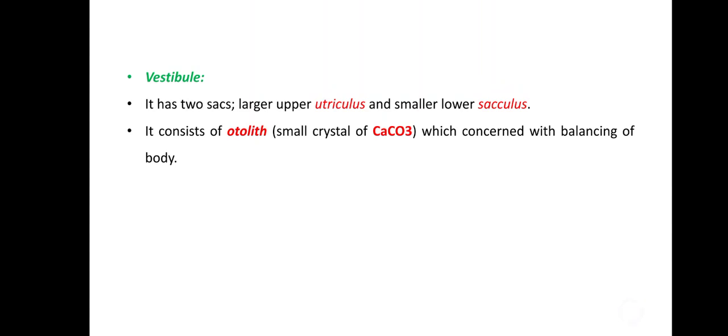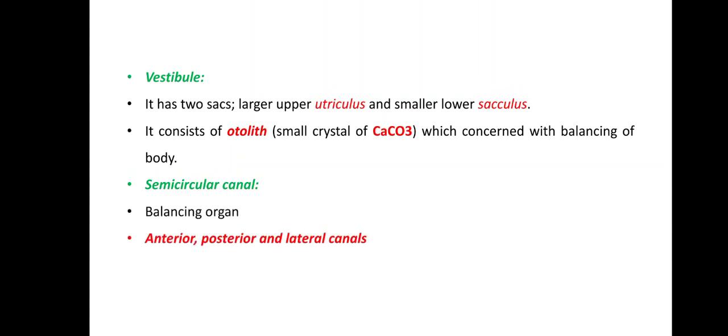Now the second important part of the inner ear is the three semicircular canals. They are associated with equilibrium, or balancing of the body, and not with hearing. It is a balancing organ. There are three semicircular canals arising from the utriculus, and what are those canals?